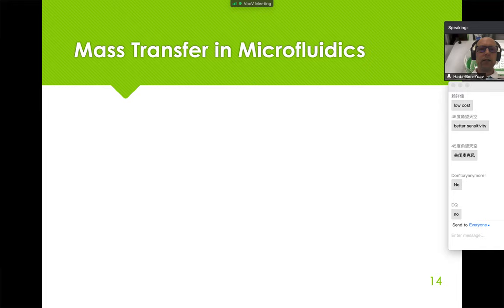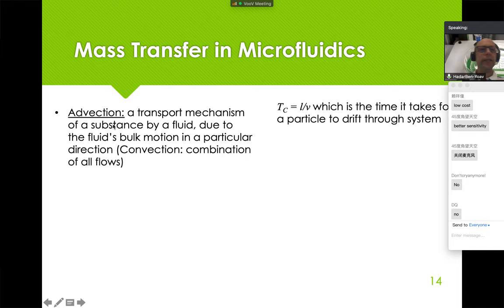So we saw how we can describe the fluid in microfluidics with the Navier-Stokes equations. Now let's see what happens to the mass transfer. It's not the flow, it's not the solution itself, it's the analyte or the molecules that we have in the microfluidics. Let's see what happens to them. So first, there are three types of mass transfer. There is the advection, which is a transport of molecules carried by the flow of the fluid. And usually it's called convection, which is the combination of all flow towards all directions of the advection.